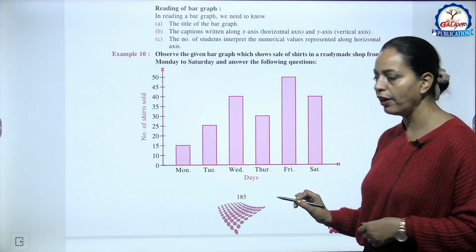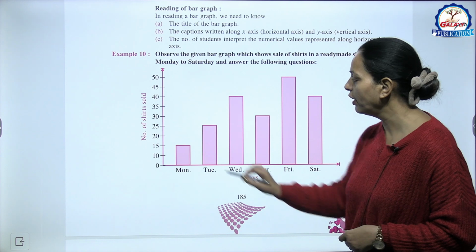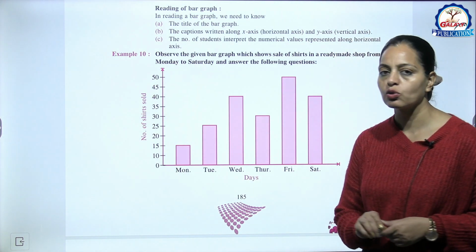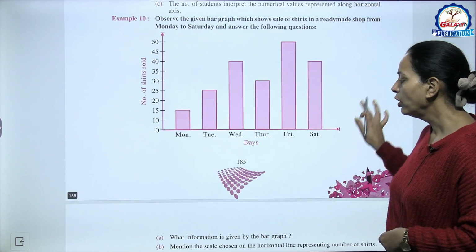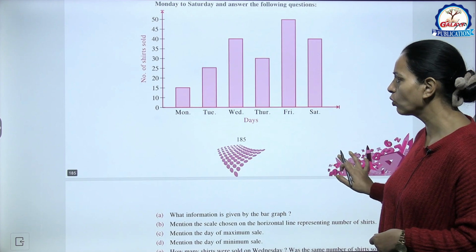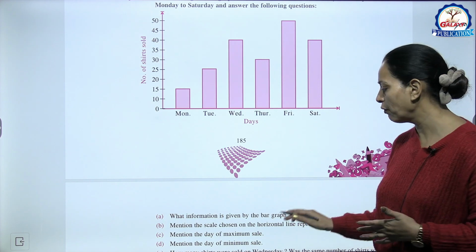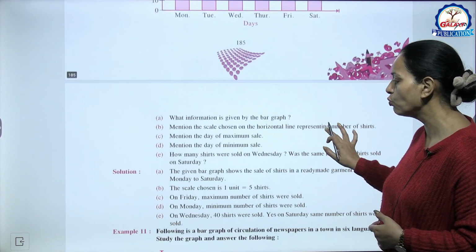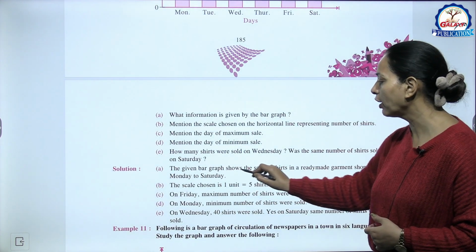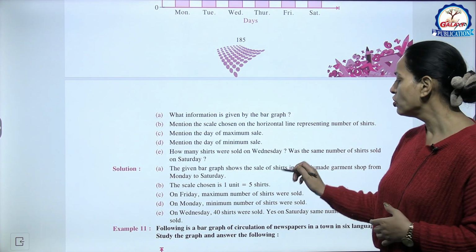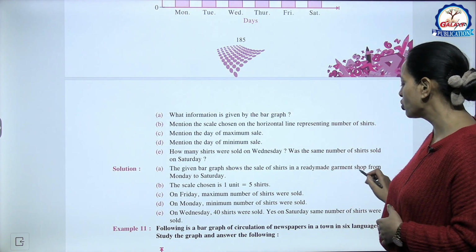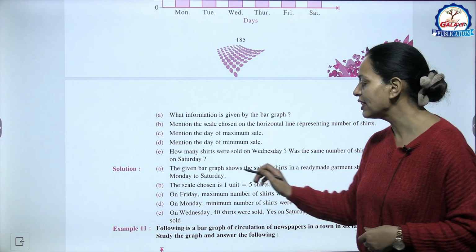We have a bar graph. Here days are given, here number of shirts sold. Okay, so now read this bar graph and answer the questions. The first, A part, what information is given by the bar graph? So what are we getting? The given bar graph shows the sale of shirts in a ready-made garment shop from Monday to Saturday.